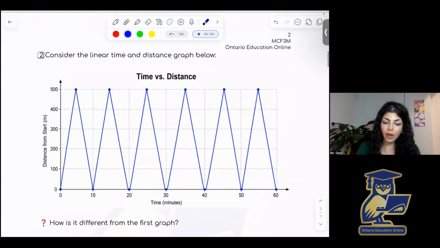Now, consider this other time and distance graph. This is also a linear graph because all of our lines are linear lines. But what do you notice about this graph? And comparing to the first graph, how is it different? Well, here we can clearly see this specific movement is repeating 6 times. So this is now a cyclic or periodic behavior because the same movement is appearing several times.